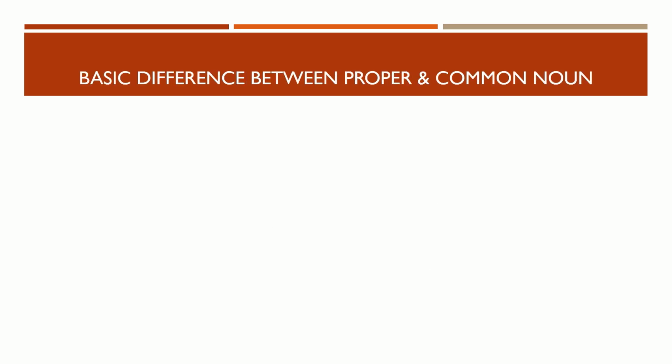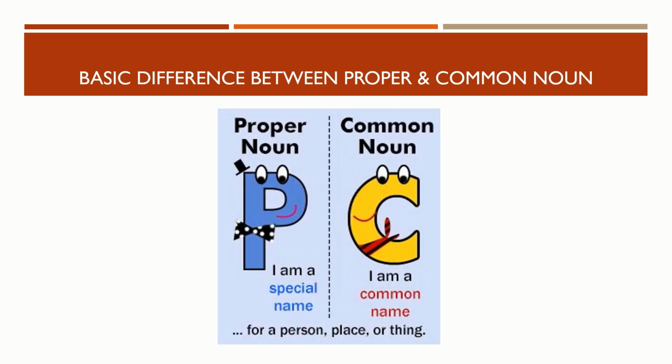So, the basic difference between proper noun and common noun is their sense of individualism or commonality. As we can see, proper noun says I'm a special name for a person, place, or thing. For example, Akbar, Sydney, or even coronavirus. And common noun refers to the common name for a person, place, or thing. For example, male, people, female, children, country, nation, and so on.